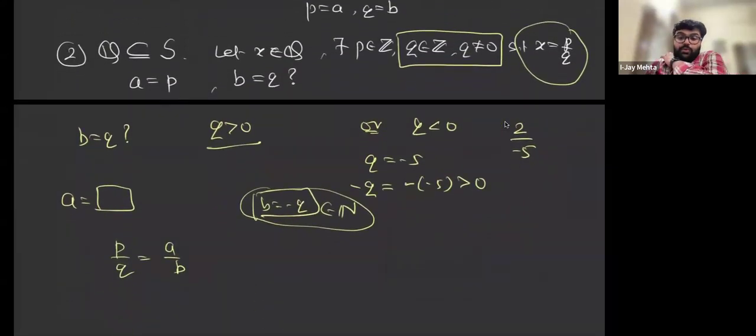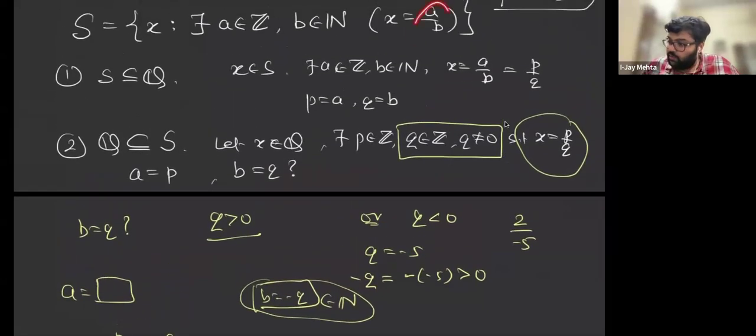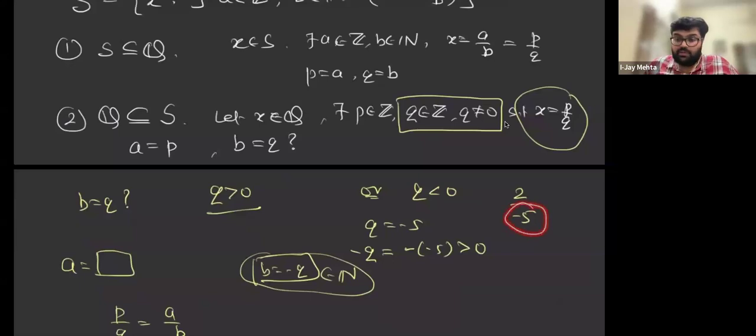So why does it belong to S? The problem was, if I want to show it is in S, I have to show it is of the form A by B. Now is it clear? So now the question was, what is B? B was negative. So Q was negative. So we can take B equals minus Q, then B is a natural number. Now I have to choose A such that A by B equals P by Q.